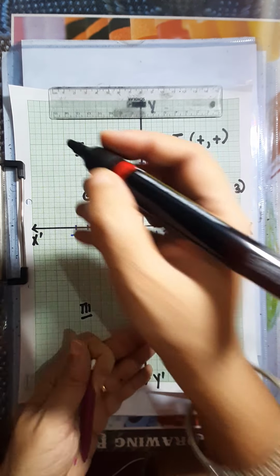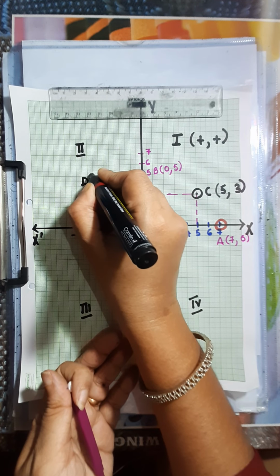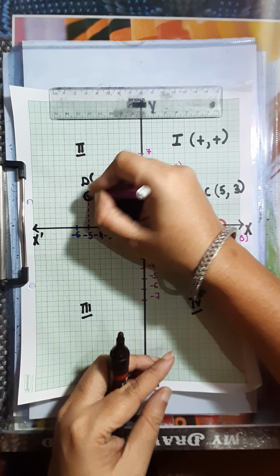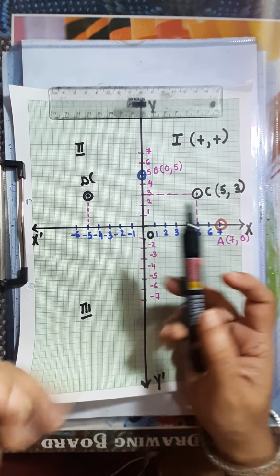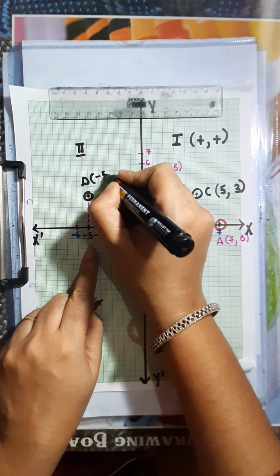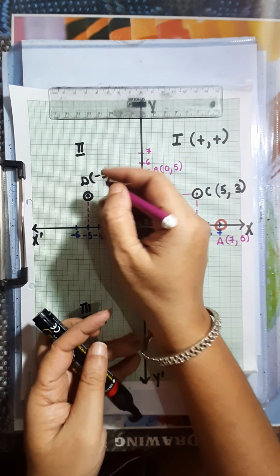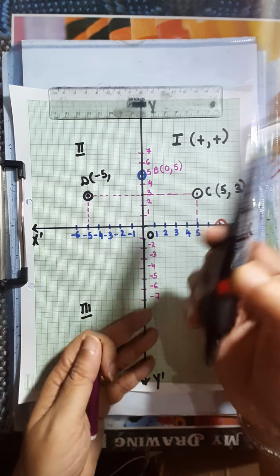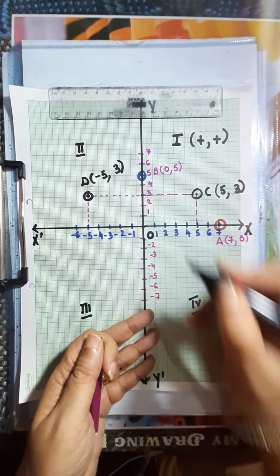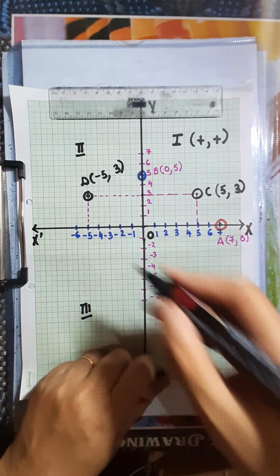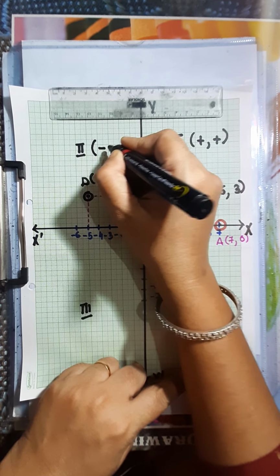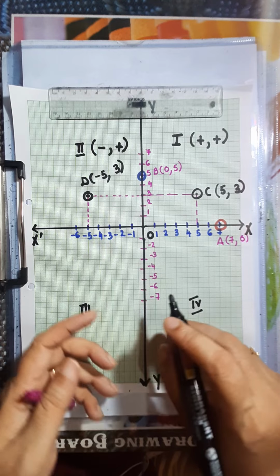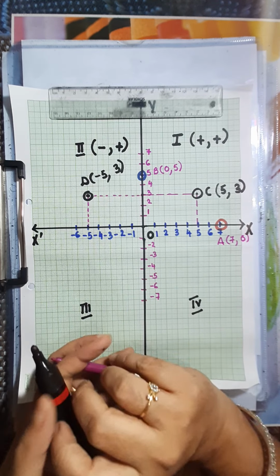Please understand. Let us call this point D. First I'll draw a line to the x-axis. Where does it touch the x-axis? At -5. And now go to the y-axis. Where does it cut the y-axis? At 3. So this is your -5 comma 3. So my second quadrant has minus and plus.